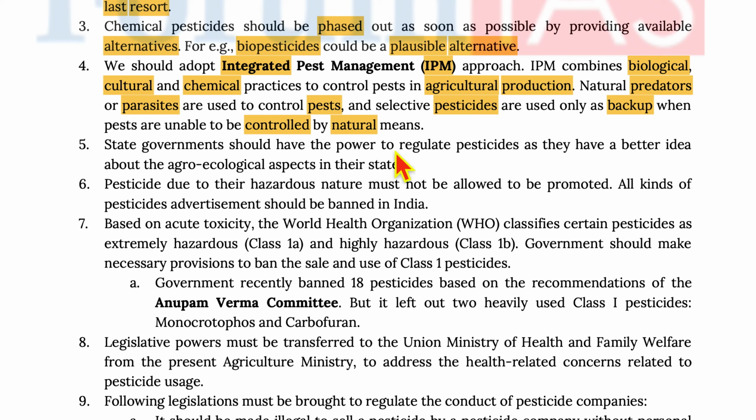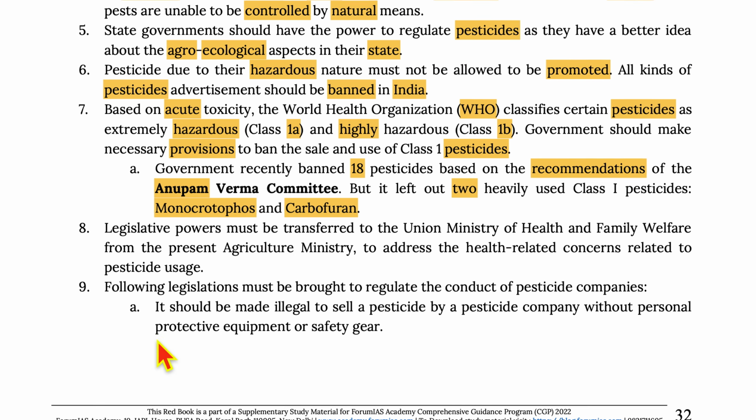State governments should have the power to regulate pesticides as they have a better idea about agroecological aspects in their state. Pesticides, due to their hazardous nature, must not be allowed to be promoted. All kinds of pesticide advertisement should be banned in India. Based on acute toxicity, WHO classifies certain pesticides as extremely hazardous, class 1A, and highly hazardous, class 1B. Government should make necessary provisions to ban the sale and use of class 1 pesticides. Government recently banned 18 pesticides based on the recommendation of the Anupam Verma committee, but it left out two heavily used class 1 pesticides, that is monocrotophos and carbofuran.